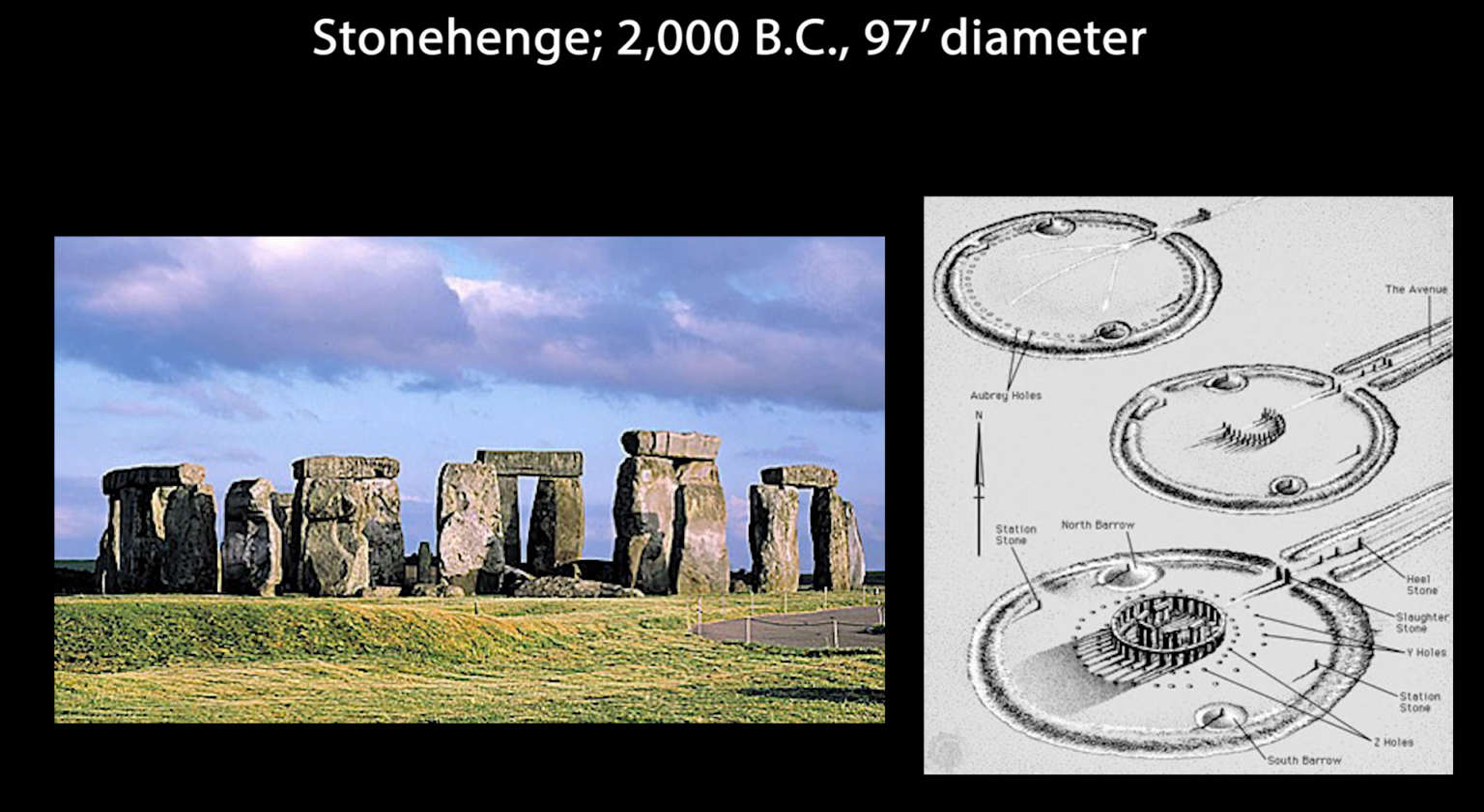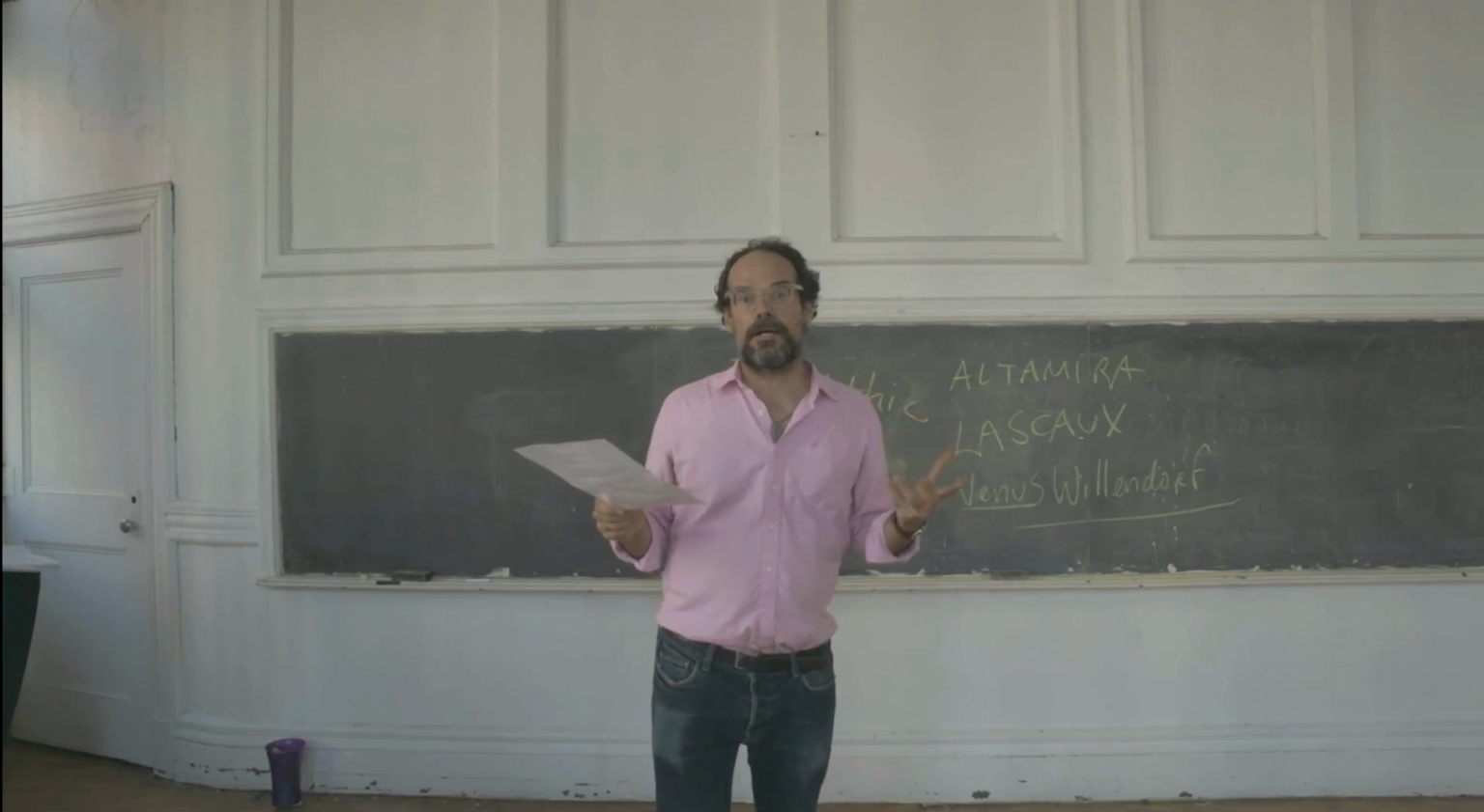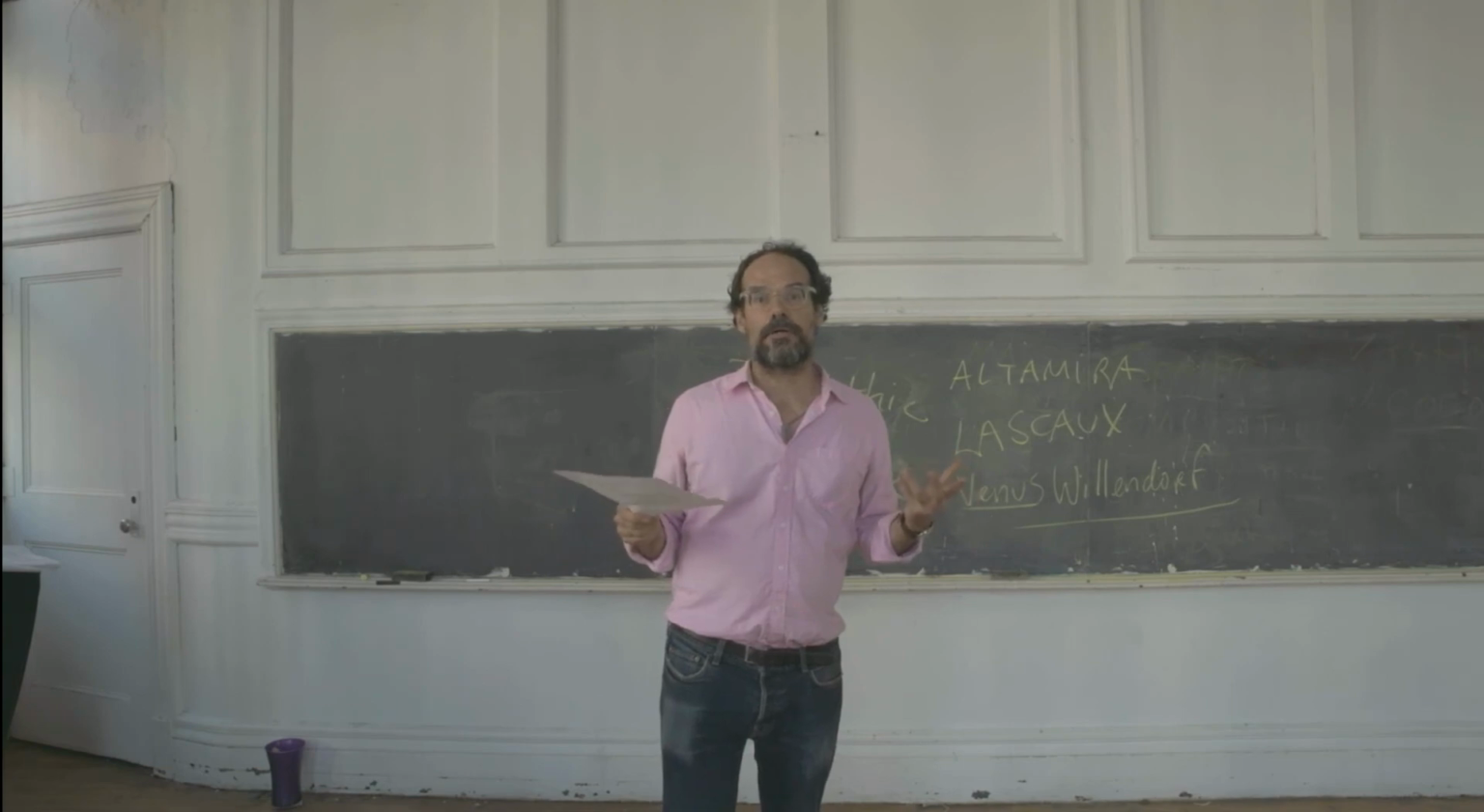And we believe it's a clock. Again, they're these huge monoliths arranged in a circle. And was it a clock? We don't know, we think so. But anyway, this gives you an idea of what prehistoric art was about.